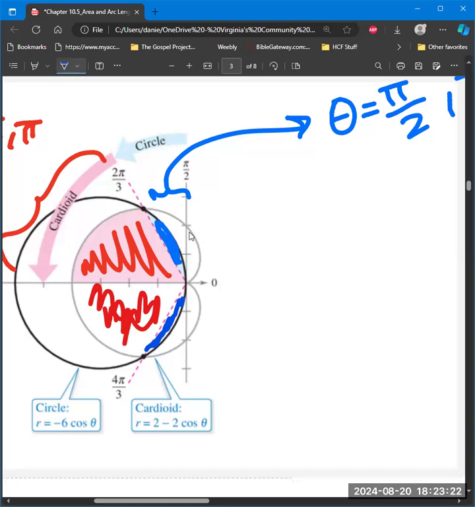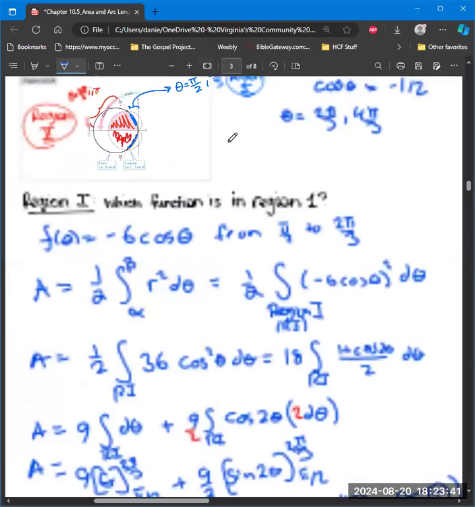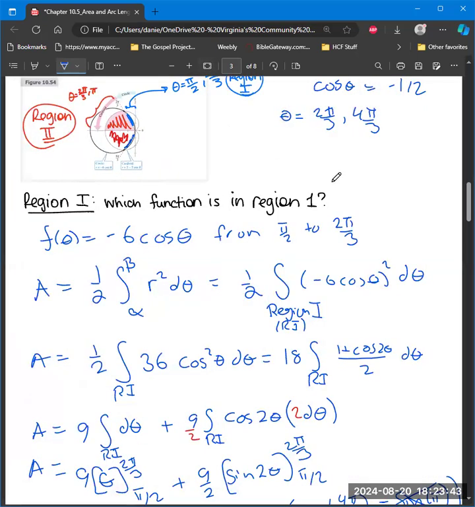that's what I want. That's everything that's going to be inside this circle and inside this cardioid. You see this kind of looks like a heart. It's called a cardioid. And so let's go ahead and work on that region 1.